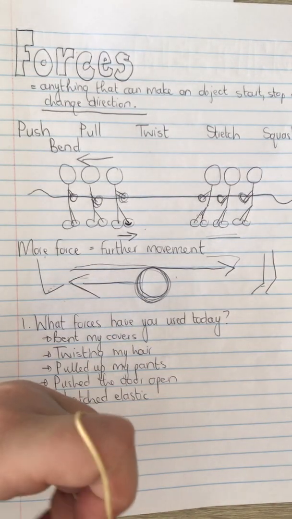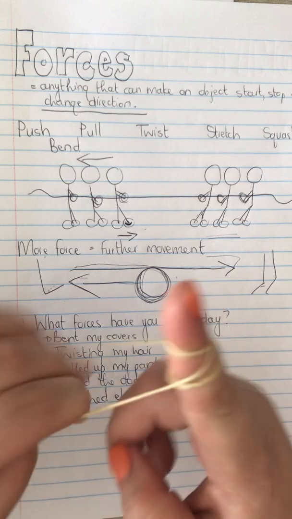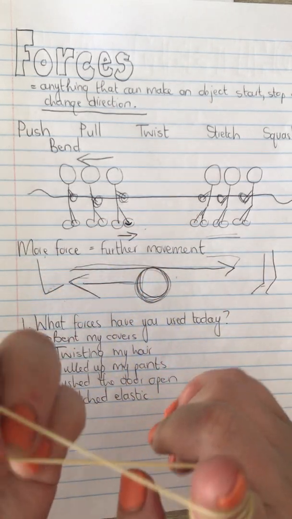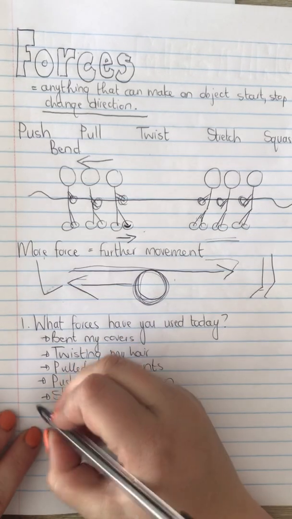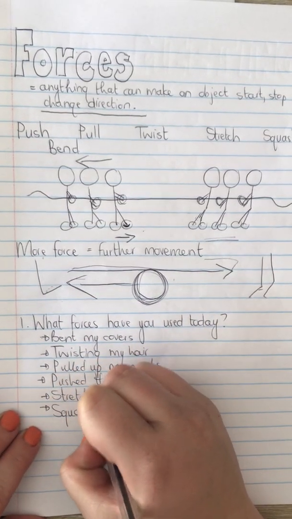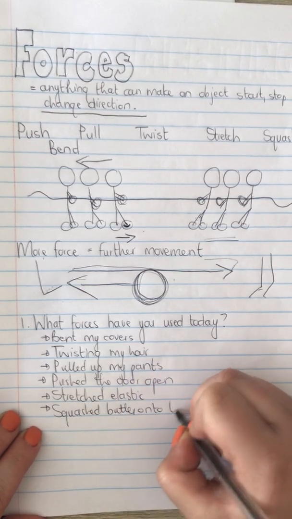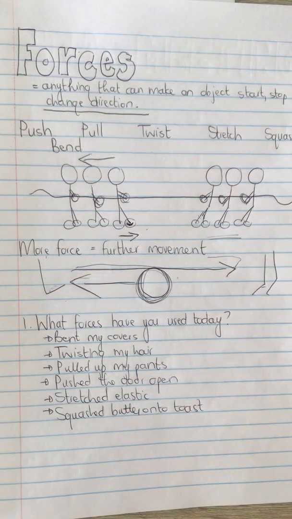I twisted this as well when I tied my hair, because when you do that, you do that. So that is twisting it. Do you see how I'm twisting it here? As soon as those two cross each other, that means I'm twisting it. Let's think, what did I squash this morning? Oh, I squashed butter. I squashed butter onto my toast. There we go. I have used all of these forces today.